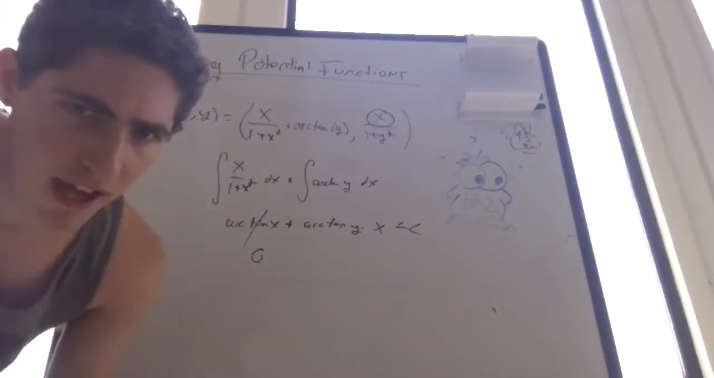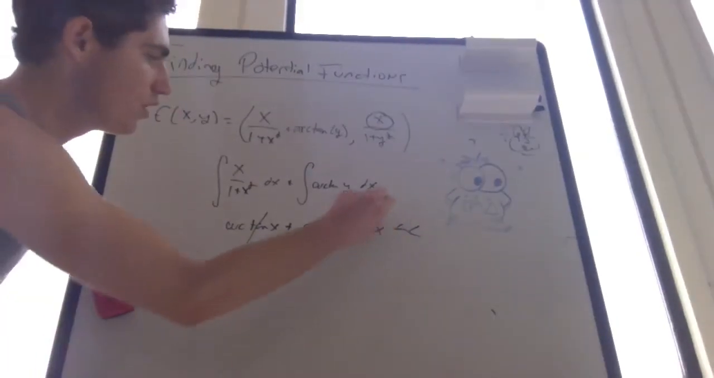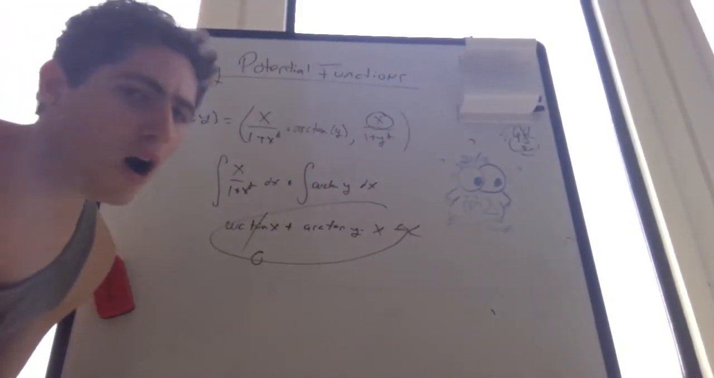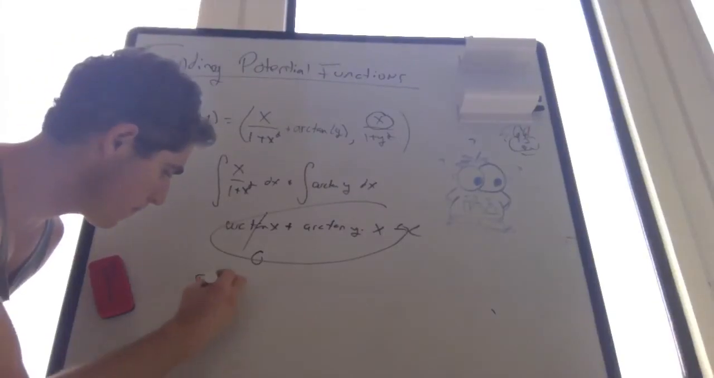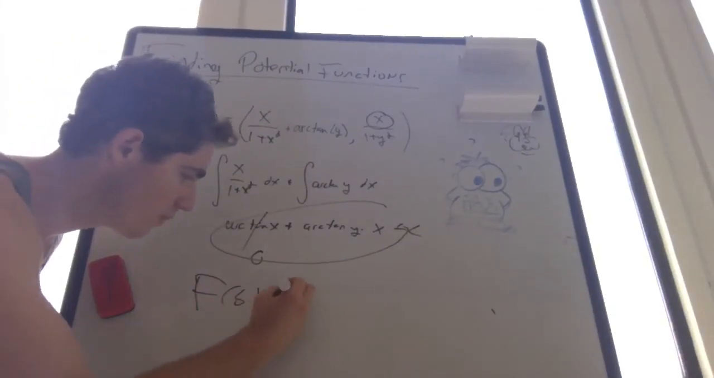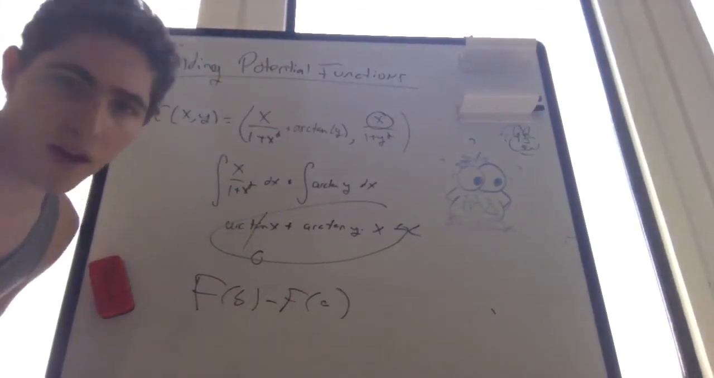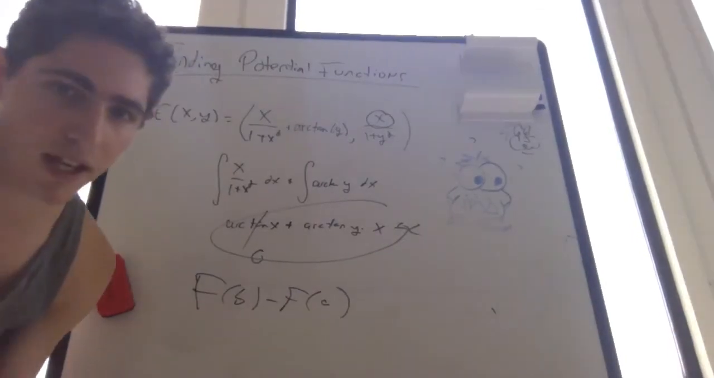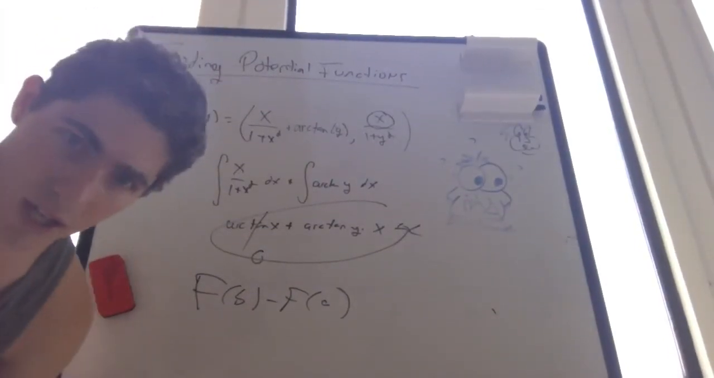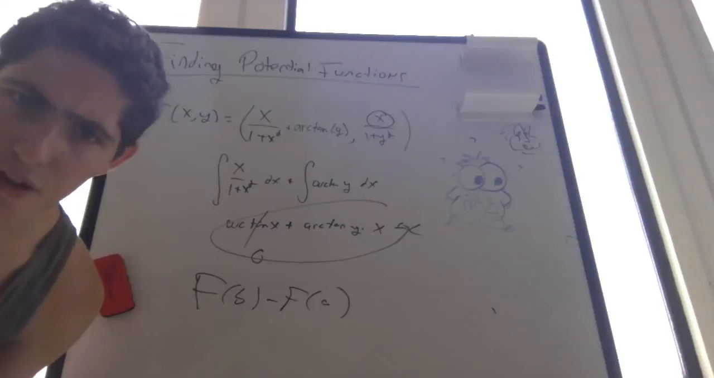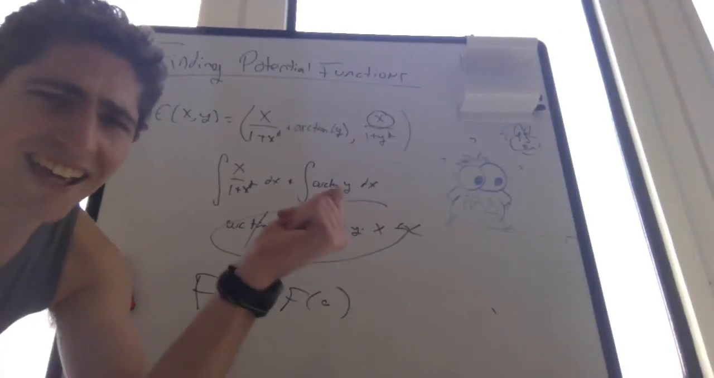And then, once you have your potential function f, all you have to do is compute f of b minus f of a, where b is your endpoint and a is your beginning point. Because, like we said, that's all you have to do for the fundamental theorem of calculus. Easy stuff.